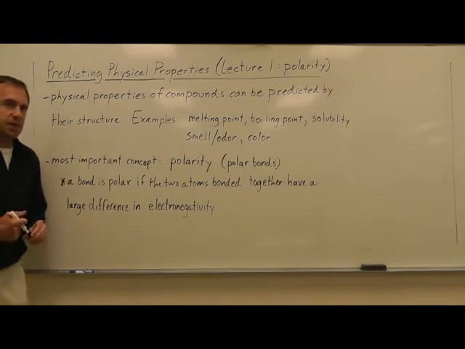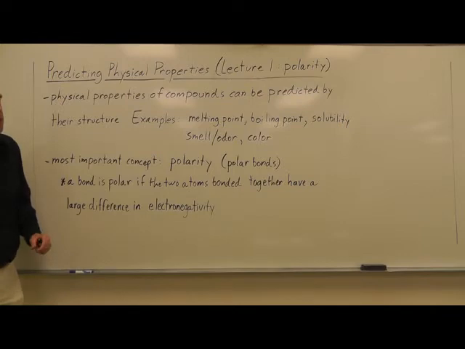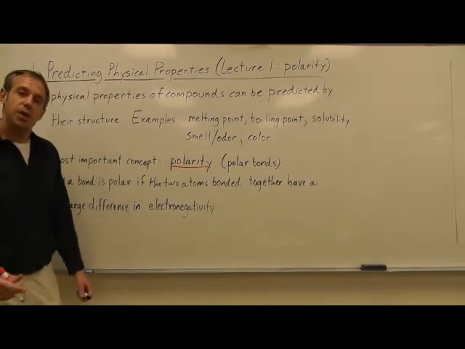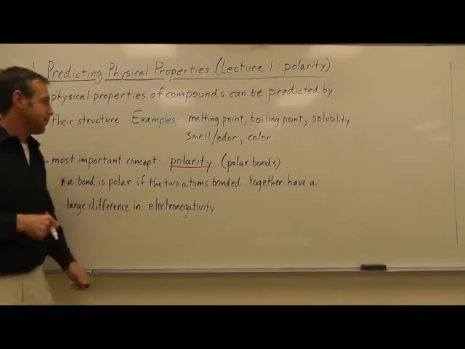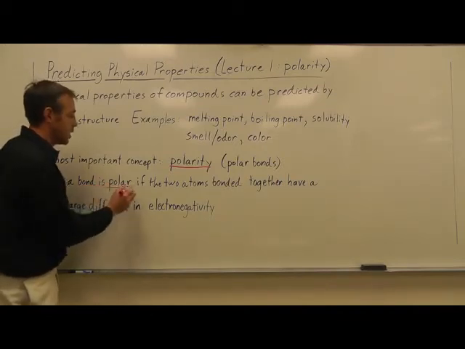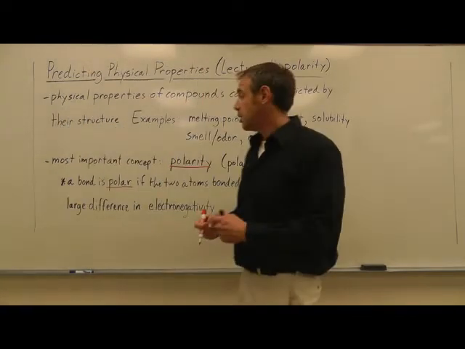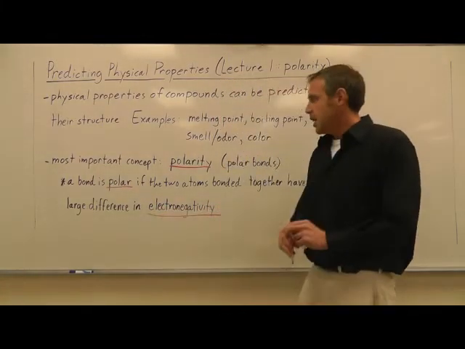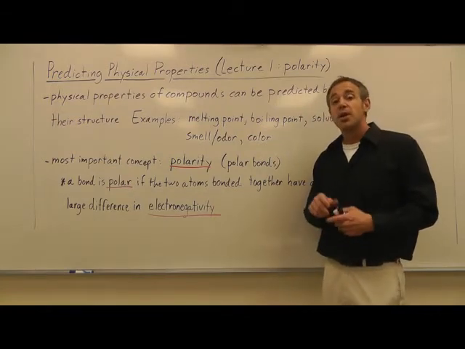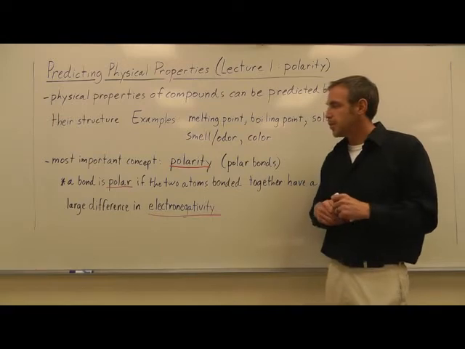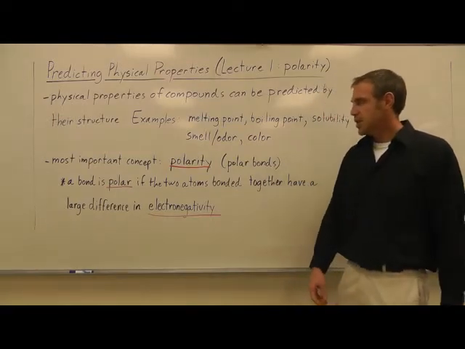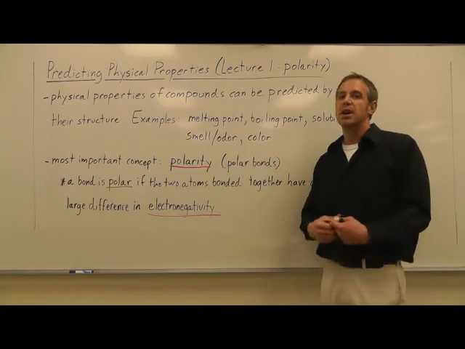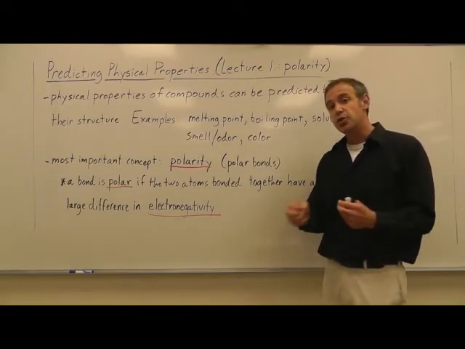The most important concept in predicting physical properties is polarity. And basically here we're going to talk about individual bonds and whether or not they're polar. A bond is considered polar if the two atoms that are connected have basically a large difference in electronegativity. And so we've discussed electronegativity a little bit. Normally you would calculate the difference, but rather than working with numbers, essentially I'll give you some guidelines as to what makes a large difference in electronegativity, or what bonds have a large difference in electronegativity between the two atoms bonded together.